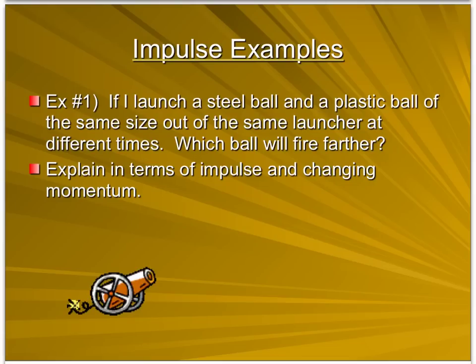Okay, so let's put this to some practical examples here. So in example number 1, if you launch a steel ball and a plastic ball of the same size out of the same launcher at different times, which ball is going to fire farther? And you should explain this in terms of impulse and changing momentum.